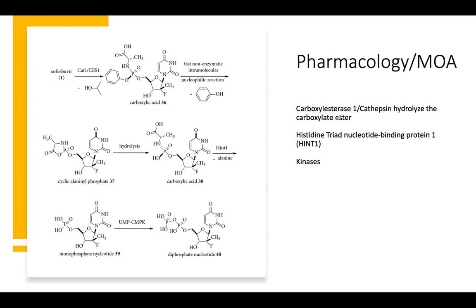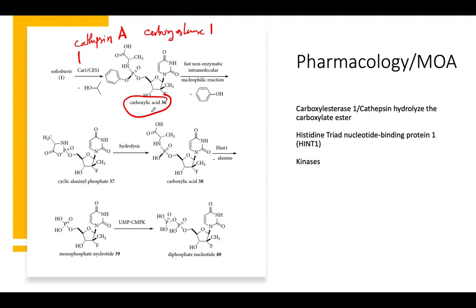Now let's take a look at how this actually takes place inside of the body. Sovaldi in the body is converted to the corresponding carboxylic acid 36, under the influence of human cathepsin A and carboxyesterase 1. So sofosbuvir is going to be converted to carboxylic acid 36.